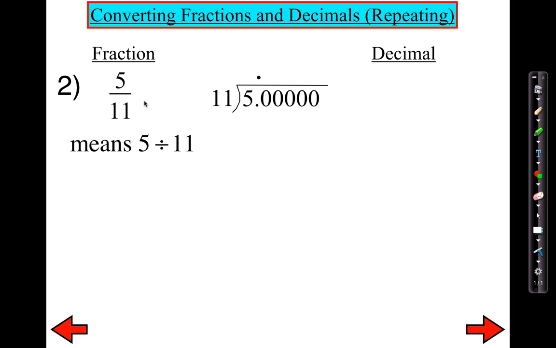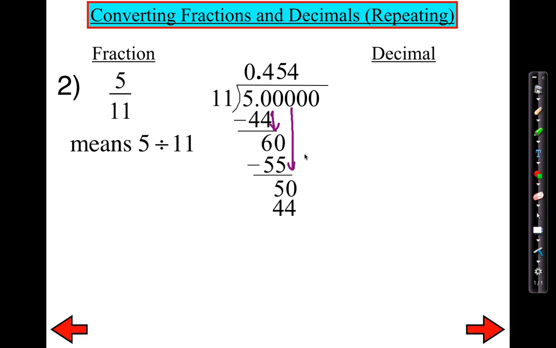First, bring on that decimal. Can 11 go into 5? Nope. Can 11 go into 50? Yes, it can go 4 times with a remainder of 6. Bring on the 0. Whoops. Bring on the 0. 11 can go into 65 times with a remainder of 5. Bring down the 0. 11 can go into 50 4 times with a remainder of 6.